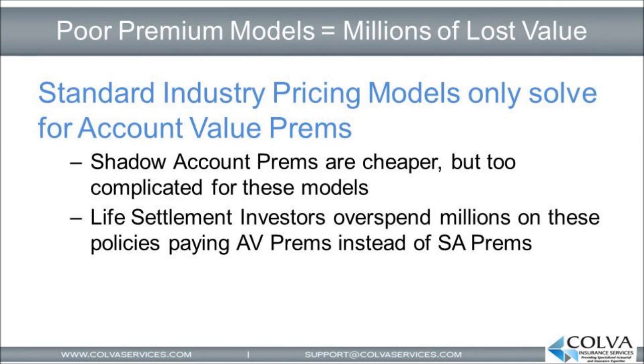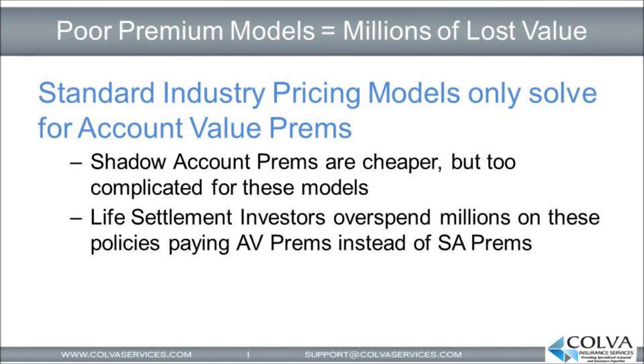Life settlement investors try to determine the minimum premiums to pay on a policy using what's referred to as standard industry pricing software. However, this standard industry software only figures out the minimum premiums to pay to keep the cash value account in force, and does not determine the minimum premium to keep the shadow account in force, even though shadow accounts are often designed by actuaries to have lower premium requirements. The reason for this omission is because the shadow account mechanics are often too complicated for non-actuaries to figure out.